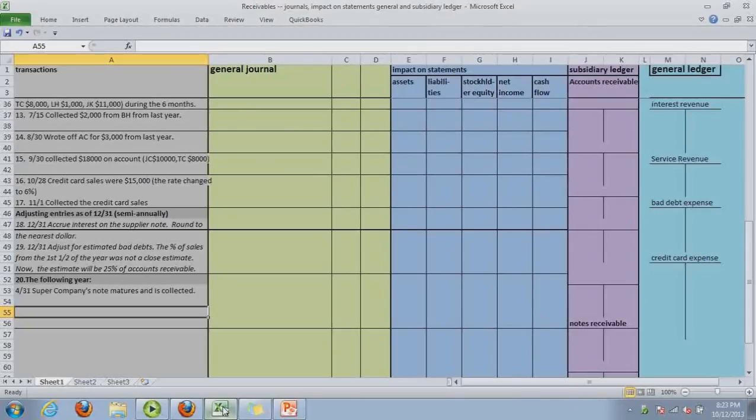We're going to do the usual. We're going to do the general journal entries, take a look at how the statements are affected, and then we're also going to do the best we can. I may not be able to pull this off, but we're going to look at the subsidiary ledger for accounts receivable, individual customers, and then we'll also look at notes receivable.